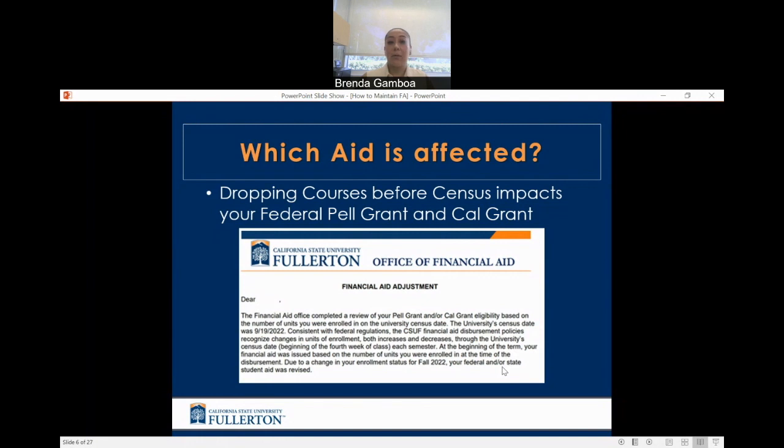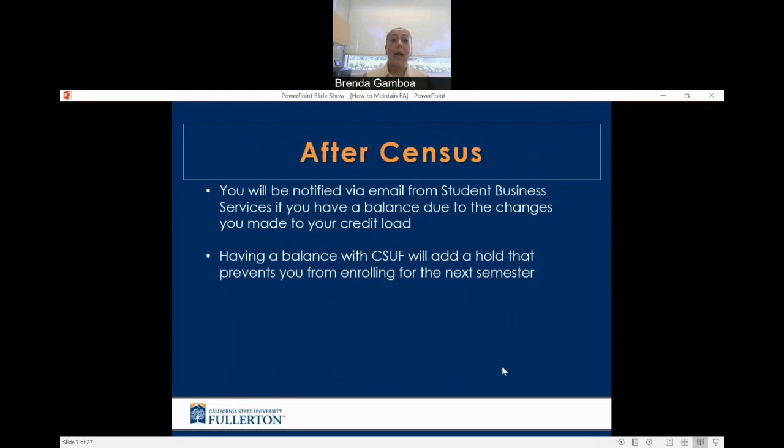This is a sample email. So if you make any adjustments prior to census, this is the email notification that you will get from our office explaining that you made changes to your schedule, and that's going to be impacting your financial aid. Now, after September 19th, which was census, you'll be notified by Student Business Services if you have a balance due to the changes that you made to your credit load. If you do have a balance with Cal State Fullerton, you will not be able to register for the next semester until the balance is paid.